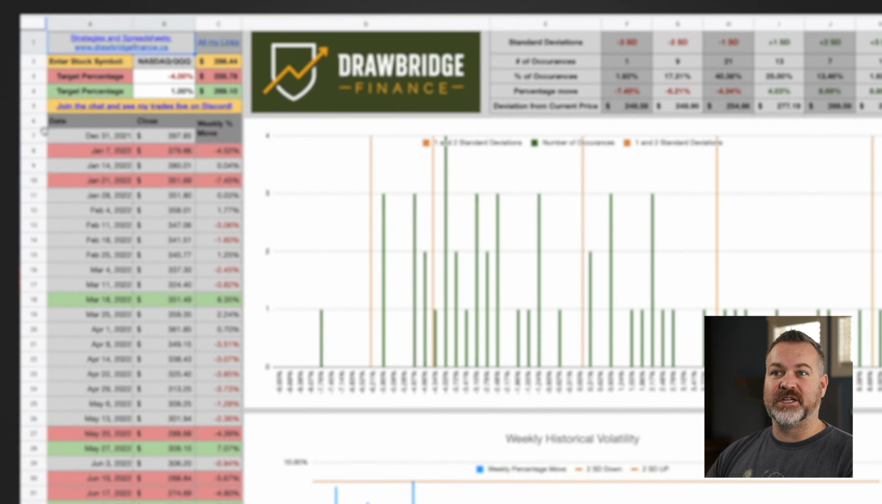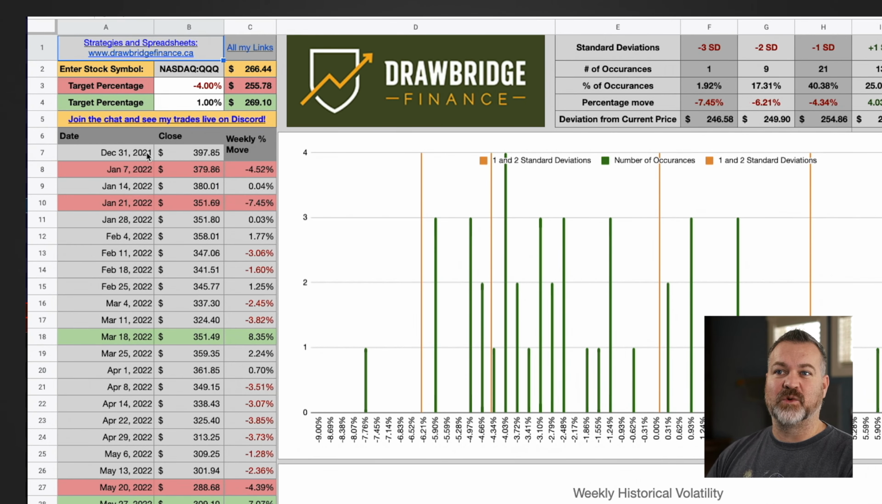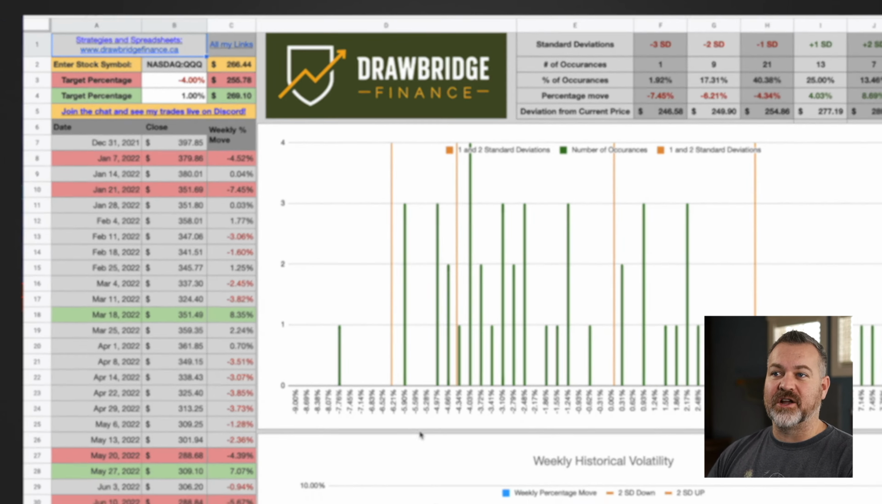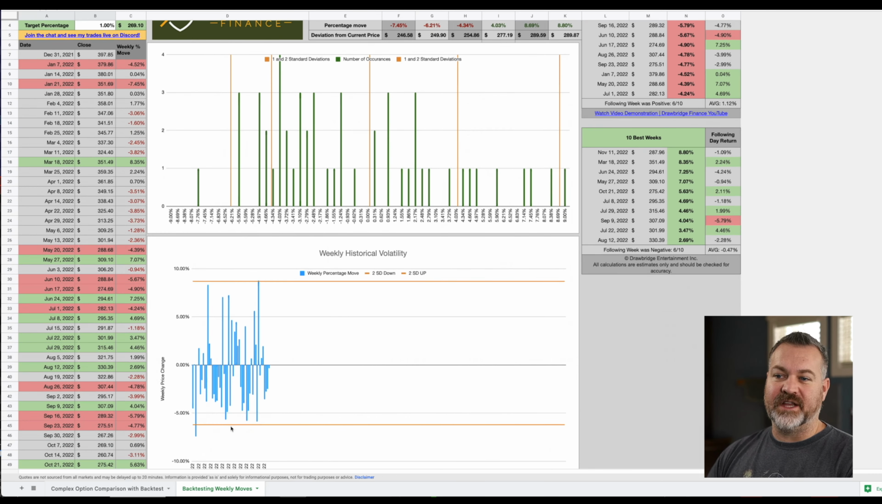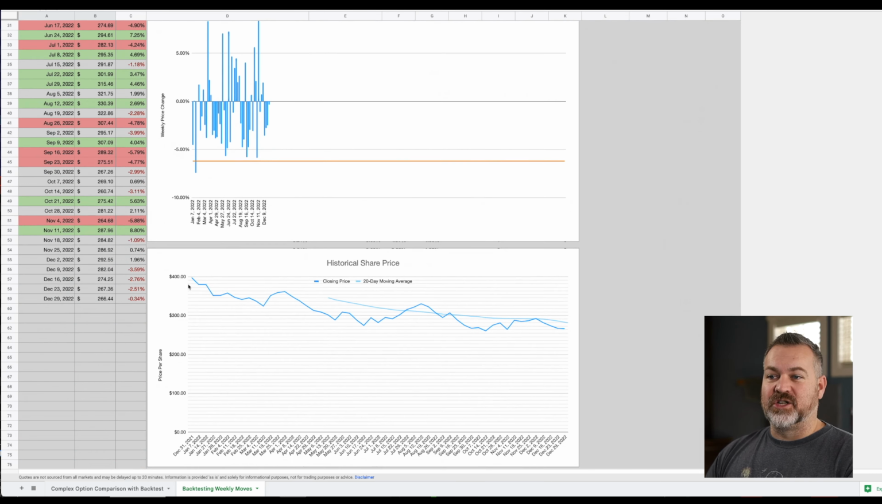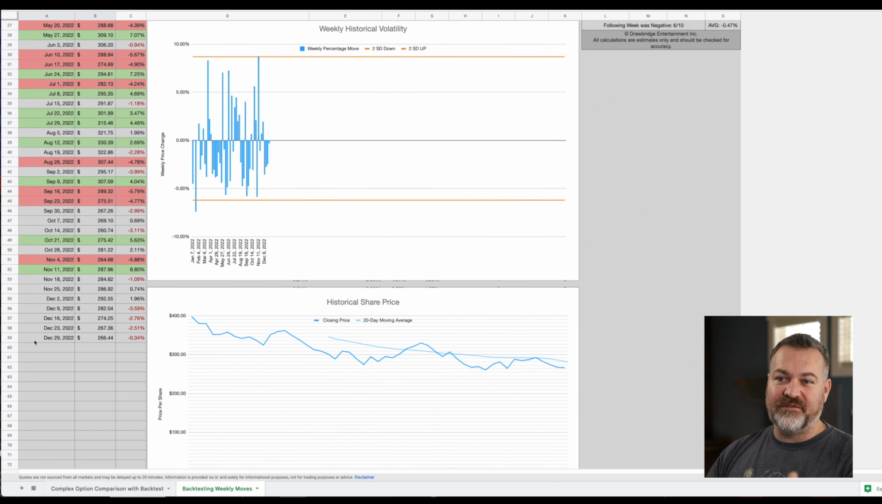So if we look over here, it's starting December 31st of 2021, and then it's looking at the weekly return, and it's showing the weekly move that occurred, how many of the number of occurrences that there were, and the historical volatility, including a two standard deviation line. It also shows the historical share price over time. So we can see all of this data, and it only fills out the last 52 weeks.